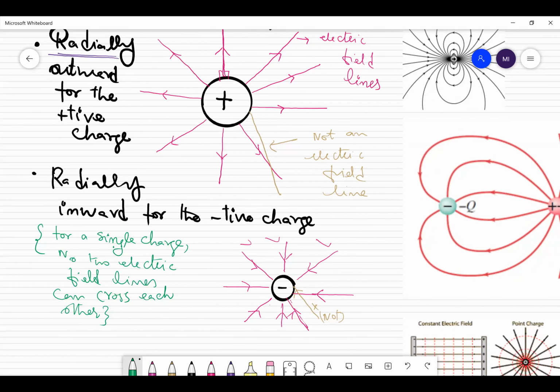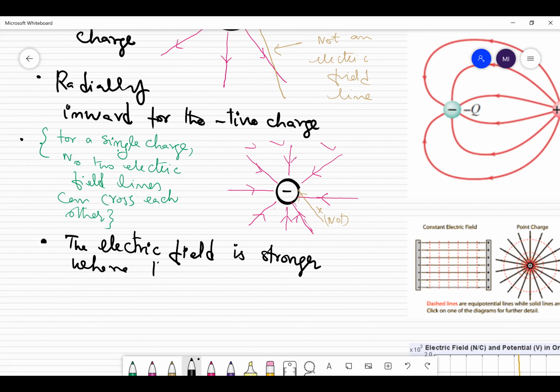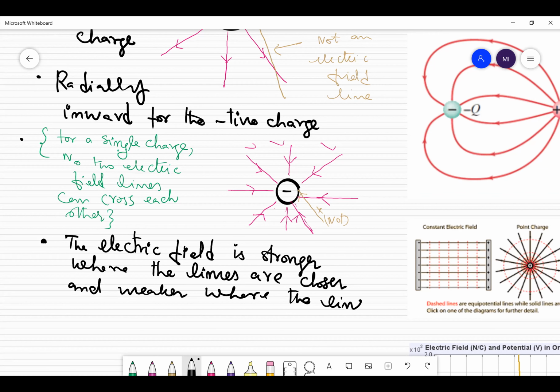The second important point here, or maybe the third, is that the electric field is stronger where the lines are closer, and weaker where the lines are spread apart, as if they diverge.